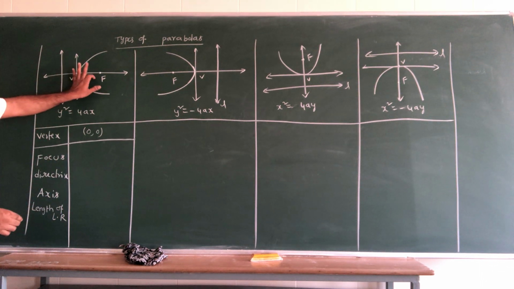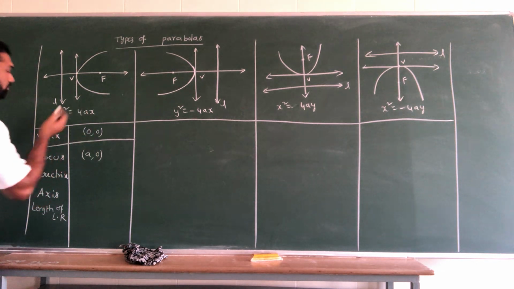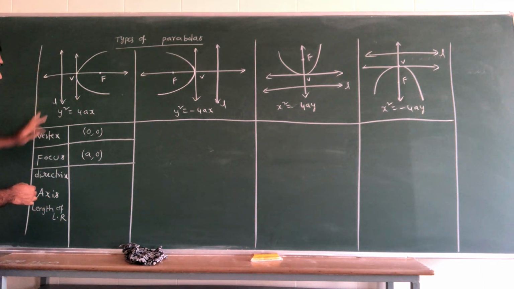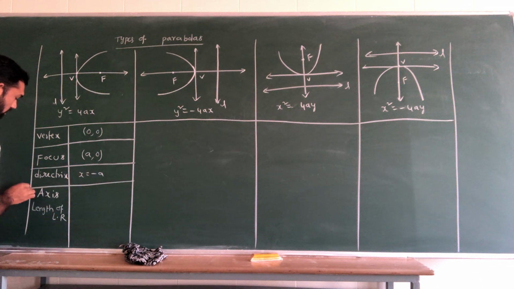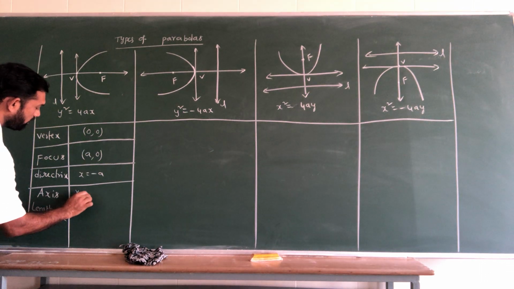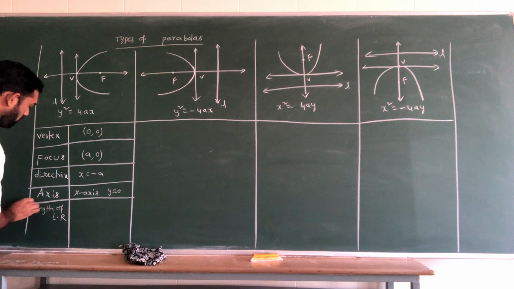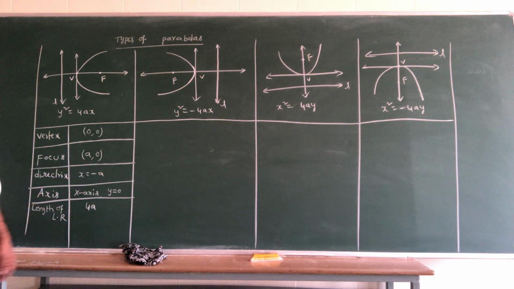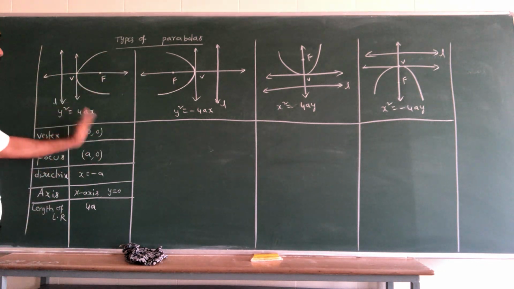Next, what is the focus of the first one? The focus is a, 0. Next one, directrix. Directrix means L. The equation is x is equal to minus a. The axis is the x-axis. The x-axis equation is y is equal to 0. The length of the latus rectum is 4a. So the remaining three diagrams are the same.